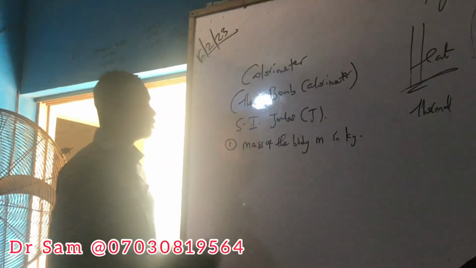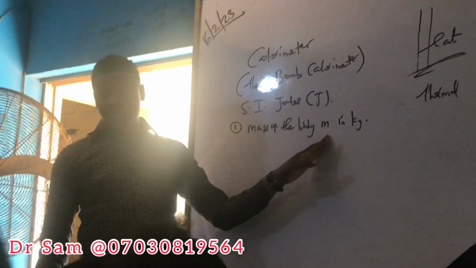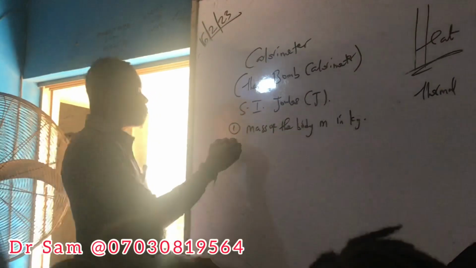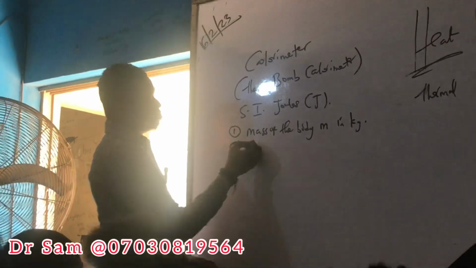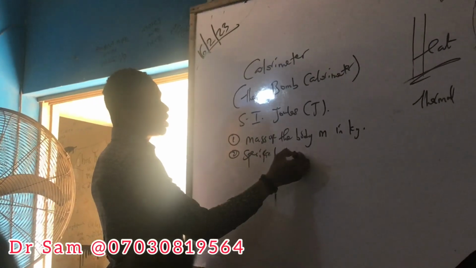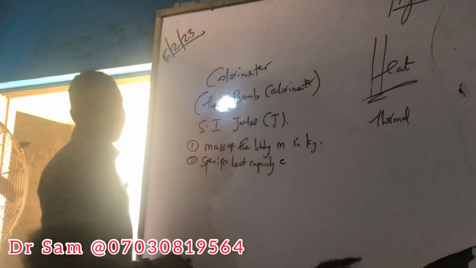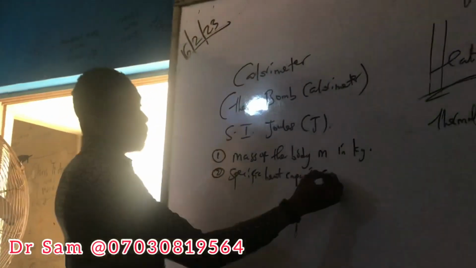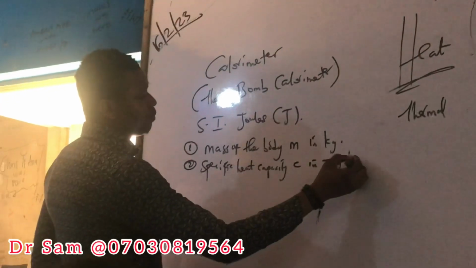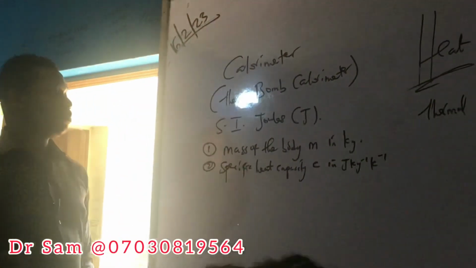Write that way, sir. Mass of the body, M for the symbol of mass, will be using kg, the unit of mass. Number two factor, specific heat capacity. Small letter c, that's the symbol, in joules per kilogram per Kelvin.